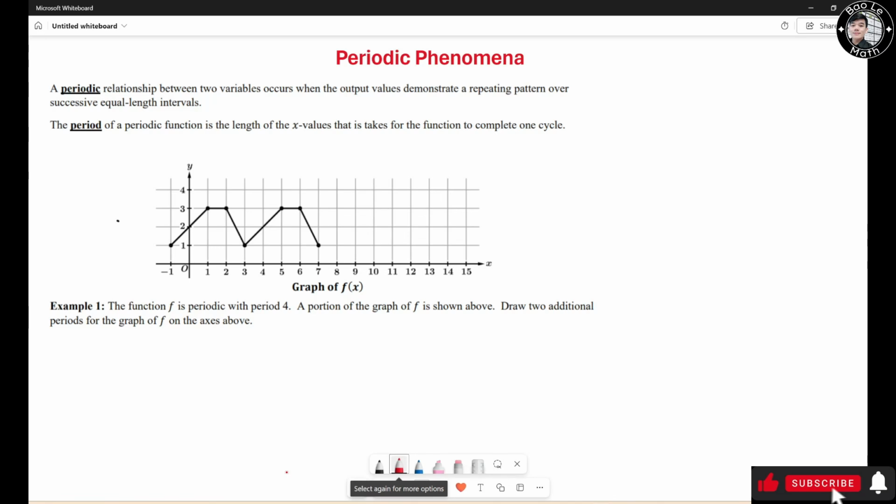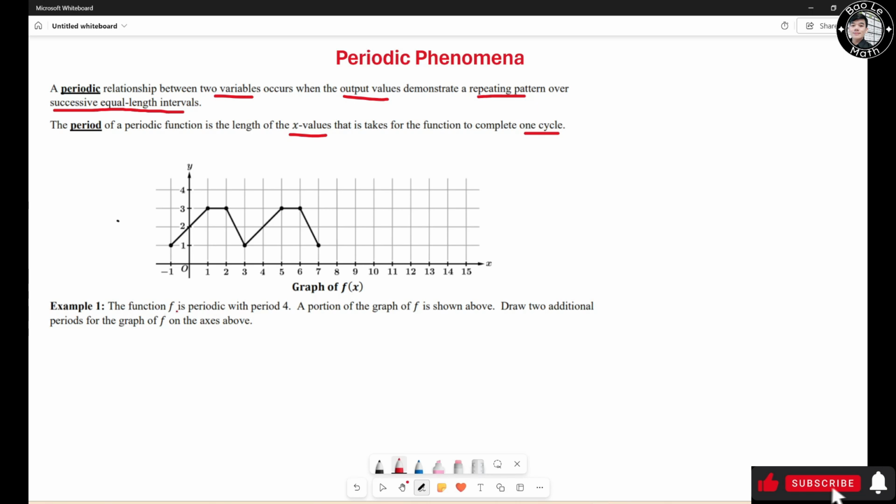Hello everyone. In this video, we're going to learn about periodic phenomena. A periodic relationship between two variables occurs when the output values demonstrate a repeating pattern over successive equivalent intervals. The period of a periodic function is the length of the input values it takes for the function to complete one cycle. Now let's take a look at the first example.